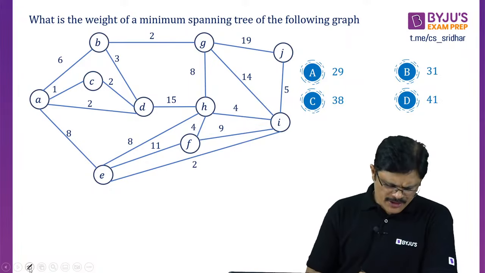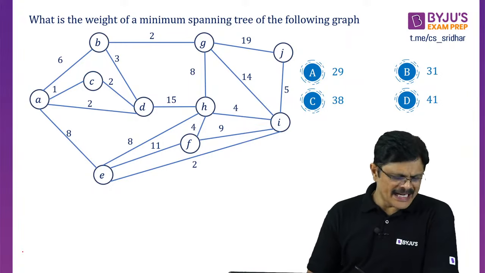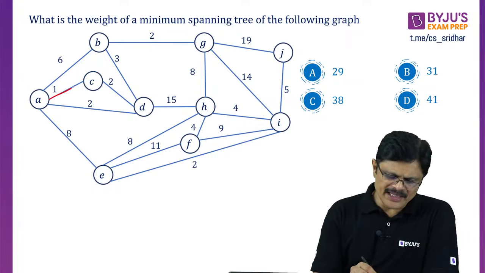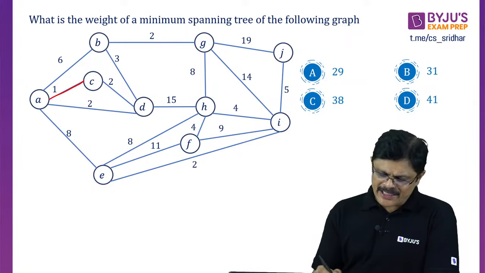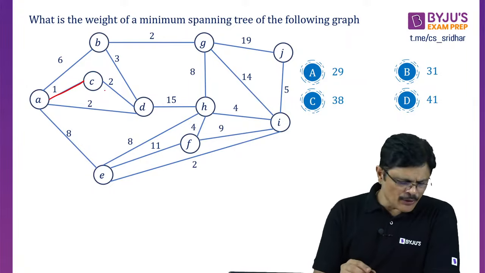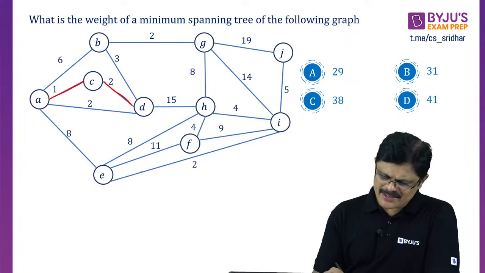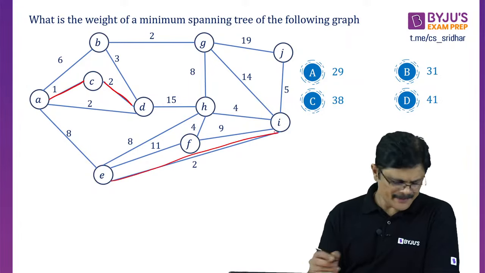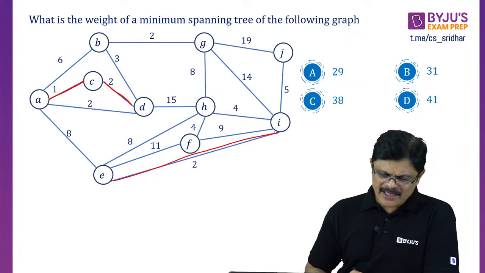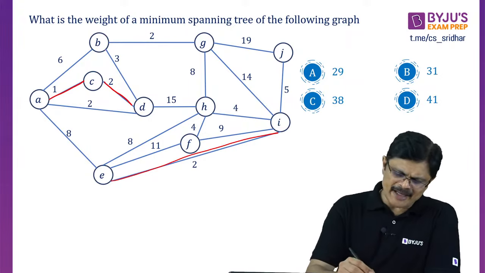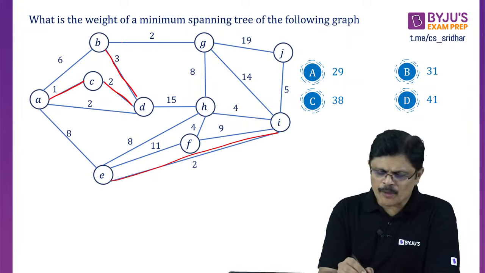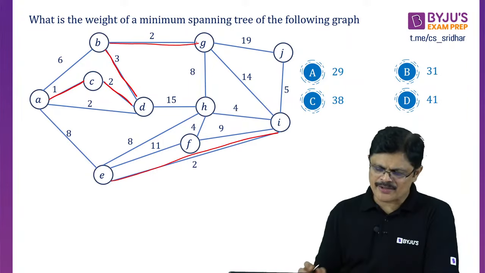So if you use Kruskal's algorithm, we start with the minimal edge cost. That is 1. After 1, 2, there are 3 2's. But out of these 2, you can only select any one. You select this. Next, you can select this. Okay. Next, after 2, what is the next weight? 3 is the minimal weight. 3 is available. Oh, there is one more 2 also there, sir. Sorry, you can select that also.